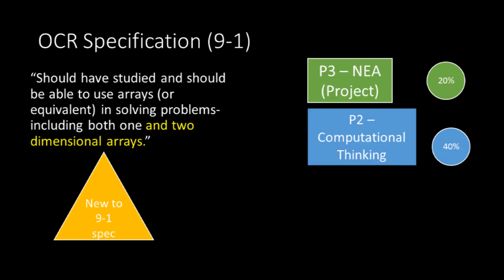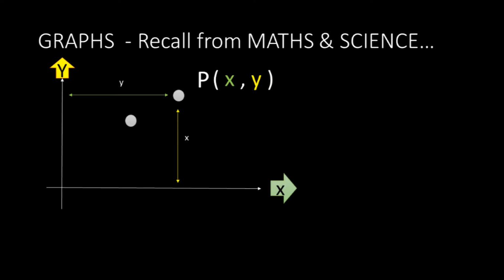Before looking at 2D arrays, it's worth being reminded of a concept from science and mathematics. In science and maths, we often deal with graphs. Points on a graph are represented by x and y coordinates. In this system, the first coordinate of a point is always the x value, whereas the second value always represents the y value.